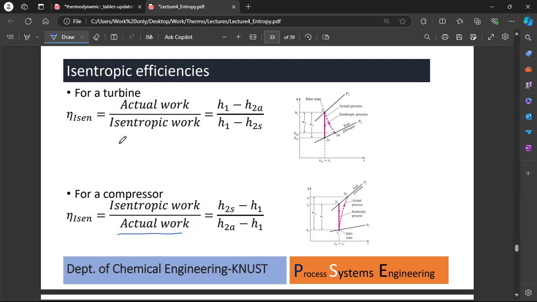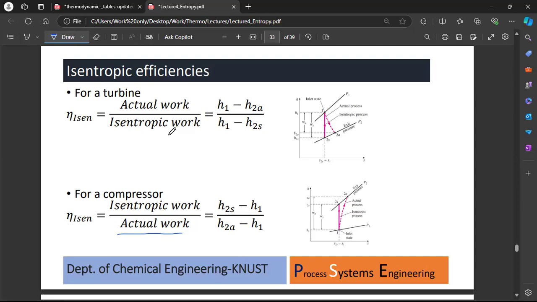When we are dealing with a turbine, we are assuming that it is the one that is doing work, so we can consider that actual work more as an output. So that one will rather come at the top, and we have the isentropic work at the base here.